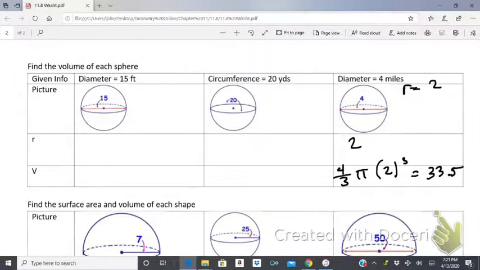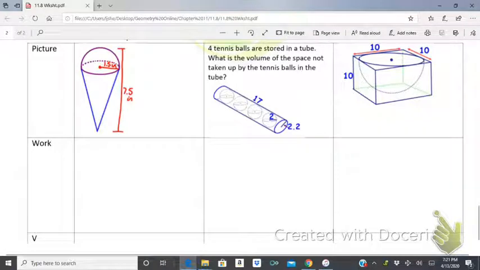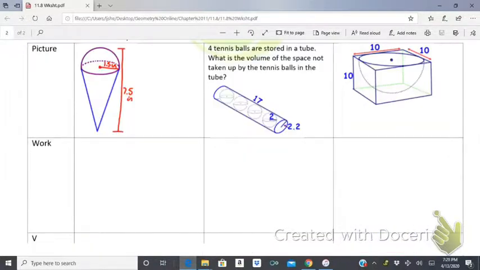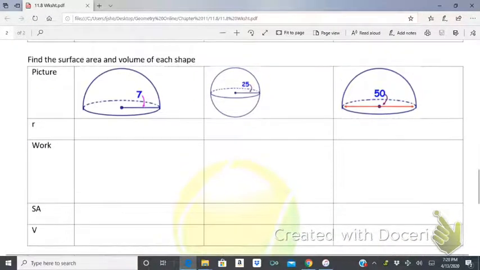Now we're going to go to surface area and volume of a hemisphere, which I didn't put on there. Give me 1 second. Let me get that pulled up. So let's look at a hemisphere. So let's look at this one. So now if we look at a hemisphere, radius 25.